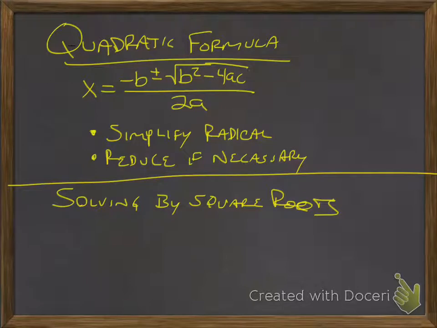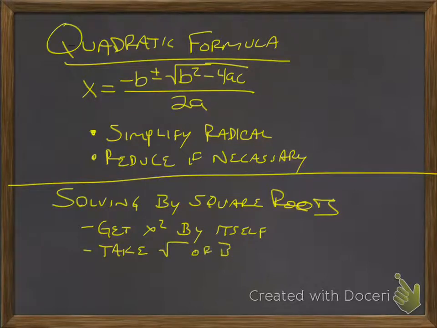Solving by square roots. Get the x squared by itself. Take the square root of both sides. Don't forget the plus or minus. And if it's a negative inside the radical, again, remember the i. You can write that down also.